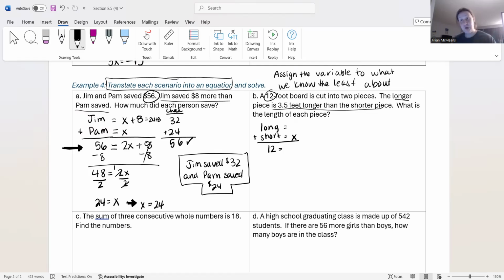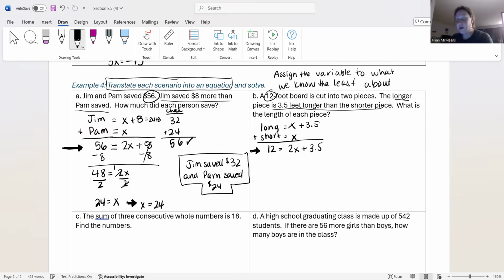Okay. Now, if the shorter piece is x feet, and we know that the longer piece is 3.5 feet longer than the shorter piece, then the longer piece is the same length as the shorter piece plus 3.5 feet more. So we have expressions now to represent each piece, the longer piece and the shorter piece, and we know that if we add the length of the longer piece and the shorter piece, they have to equal 12. So let's go ahead and add the algebra and see what that equals. So I have two x's, and then I have this 3.5. So I now have an equation that I can solve.